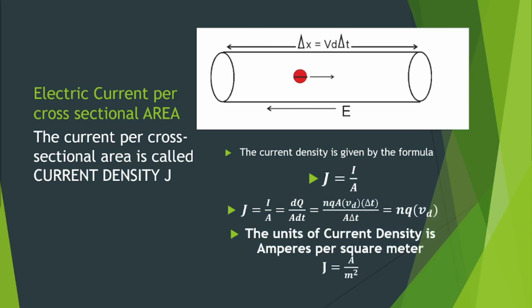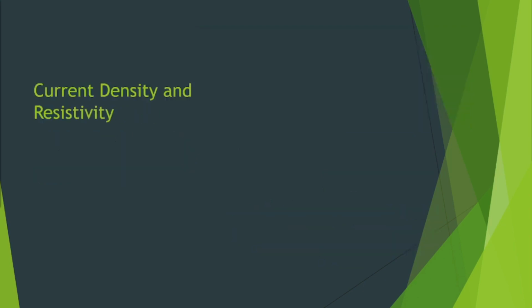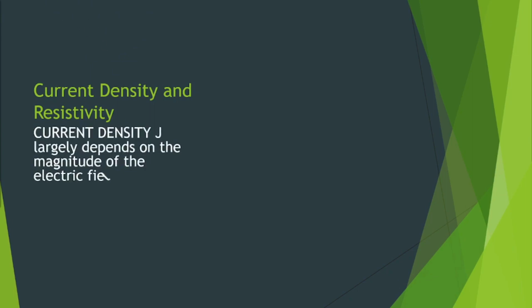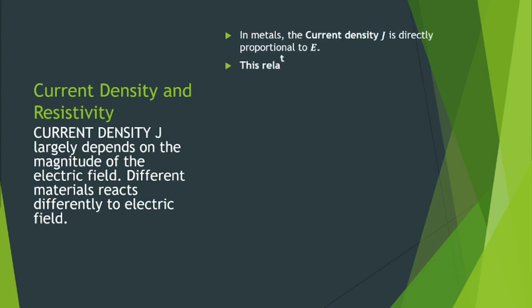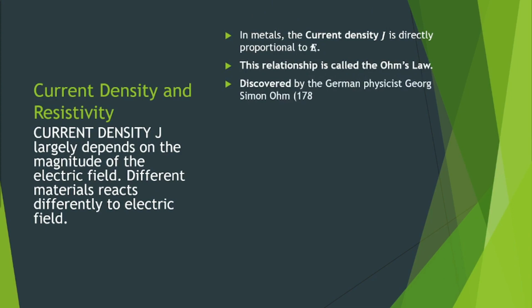We can also explore the relationship of current density J to resistivity. We find that current density J largely depends on the magnitude of the electric field. Different materials react differently to electric field. In metals, the current density J is directly proportional to E. This relationship is called Ohm's law, discovered by the German physicist Georg Simon Ohm, 1787 to 1854, in 1826.